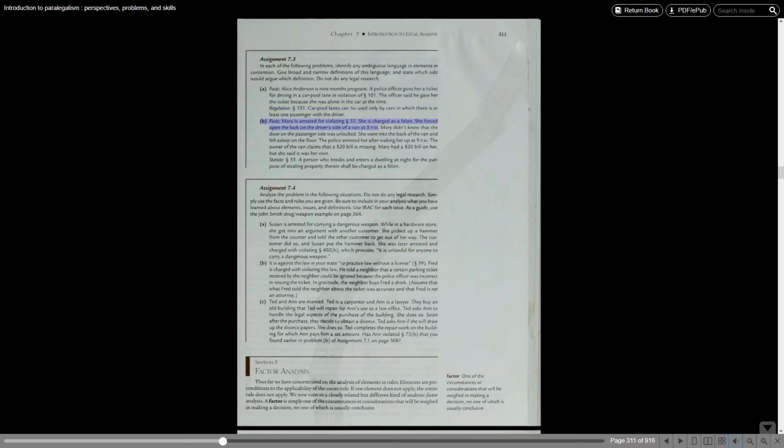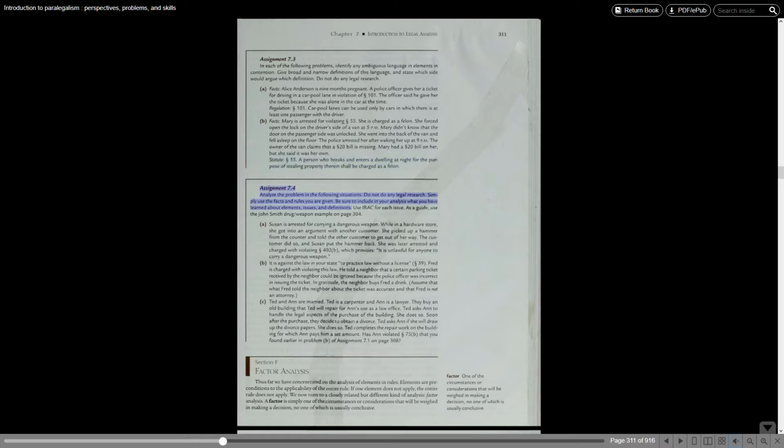B. Facts. Mary is arrested for violating 55. She is charged as a felon. She forced open the lock on the driver's side of a van at 5 p.m. Mary didn't know that the door on the passenger side was unlocked. She went into the back of the van and fell asleep on the floor. The police arrested her after waking her up at 9 p.m. The owner of the van claims that a $20 bill is missing. Mary had a $20 bill on her, but she said it was her own. Statute 55. A person who breaks and enters a dwelling at night for the purpose of stealing property therein shall be charged as a felon.